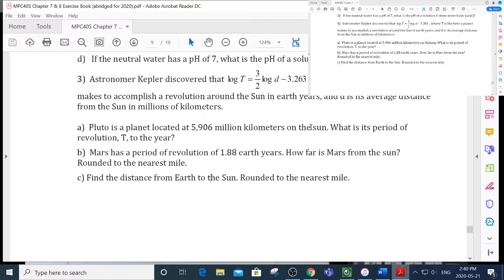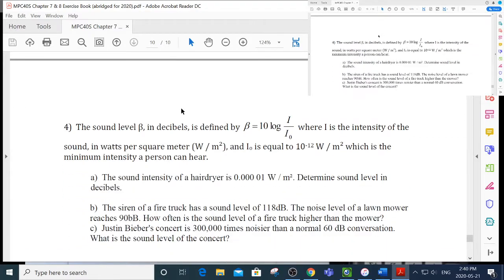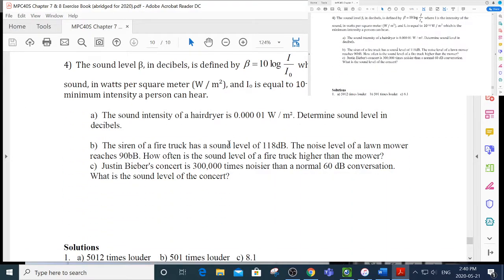Okay, that was number 3. Number 4. Number 4 is, oh, we did ones like this in the notes, right? This is a sound intensity problem. So feel free to try this one. It's just like the notes. If you don't need to watch me do this, you can turn the video off. The sound level B in decibels is defined by the equation. So for number 4a, I'm going to start with the equation. Sound intensity in decibels is 10 times the log of I over I naught.